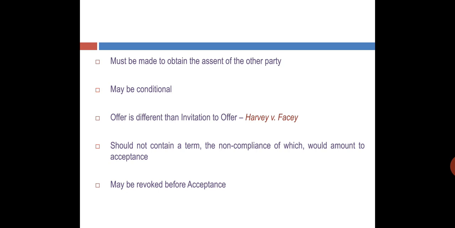Now, in this case, B did not give any answer to this telegram, and it was held that there was no contract as the second telegram, that means the telegram saying that we agree to purchase the bumper hall pen for £900, was not considered to be an offer, but it was considered to be an invitation to offer.